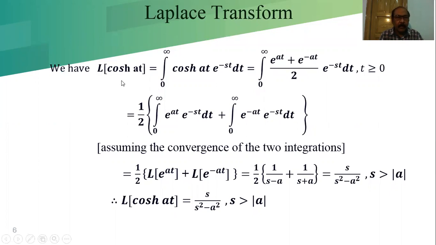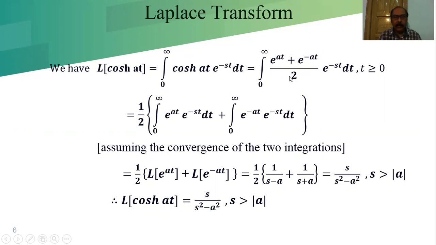A similar process we can apply for cosh at. Cosh at equals, by the definition of the Laplace transformation, the integral from 0 to infinity of cosh at times e to the power minus st. Now we can write cosh at as the sum of e to the power at and e to the power minus at: cosh at is equal to e to the power at plus e to the power minus at, divided by 2, and e to the power minus st dt.